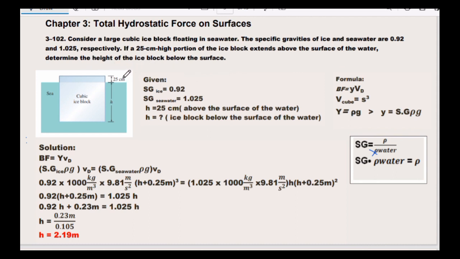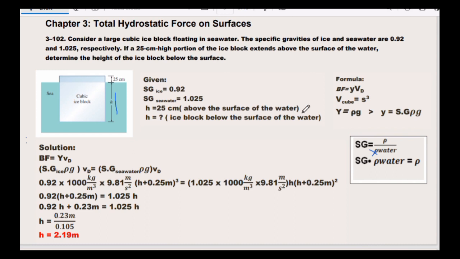So in our given figure, the ice block is floating in the seawater with a 25 centimeter high portion of the ice block extending above the surface of the water. We are going to solve for the height of the ice block below the surface of the water. Our given values: the SG of ice is 0.92, the SG of seawater is 1.025, and the height above the surface of the water is 25 centimeters.